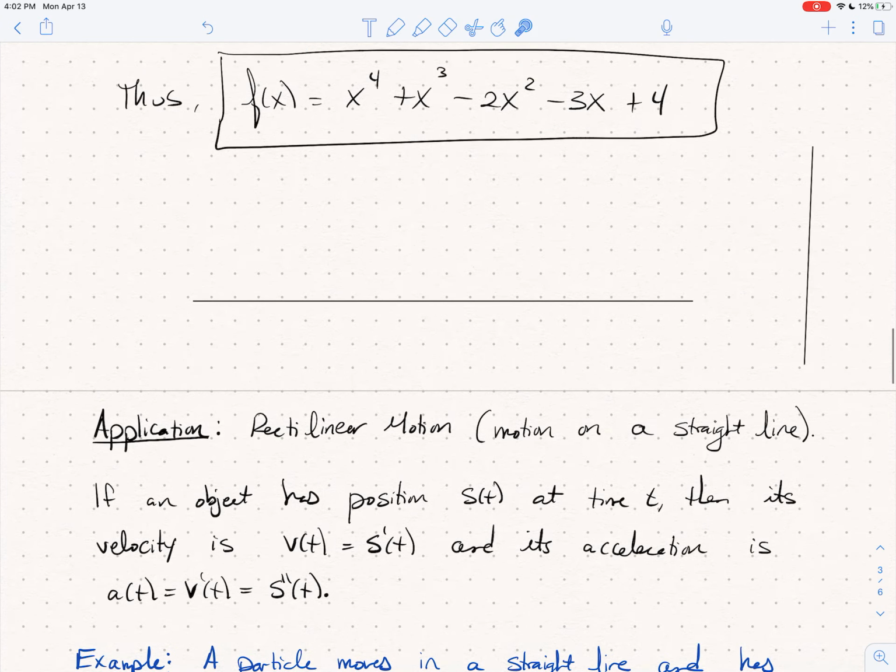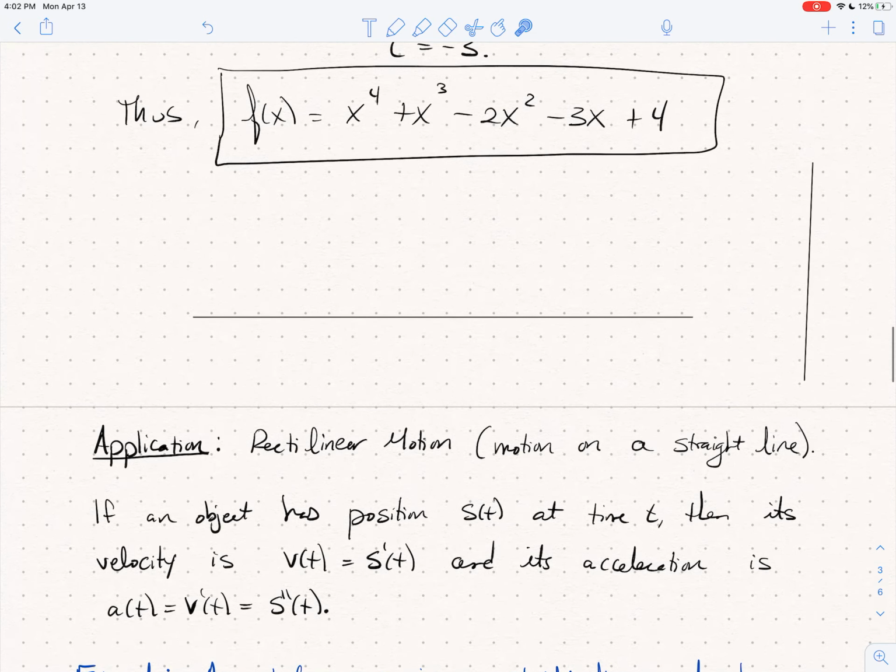And so just a couple of things. If an object has position on your line, s of t at time t, just to be clear here, s of t is telling you how far you are from some sort of key point. Your key point might be the starting point. So then if I said s of 2 is 1, what I mean is after 2 seconds, you are 1 foot or 1 meter, 1 mile, whatever unit you're using, away from the starting point. And you've got to indicate a direction, and so on and so forth.